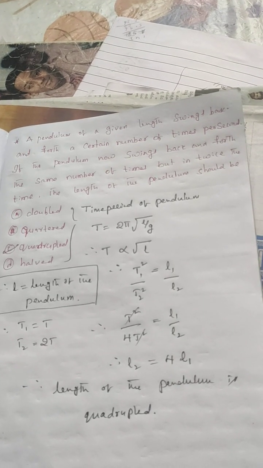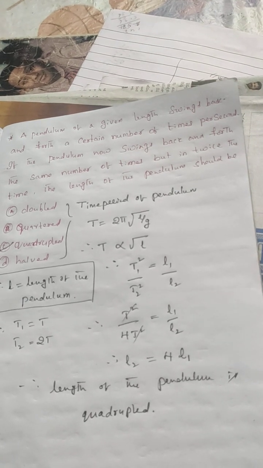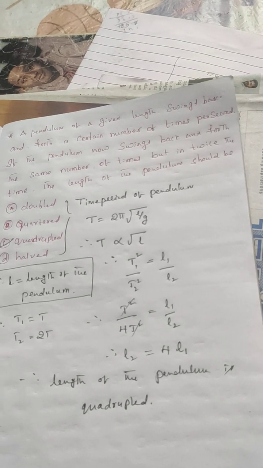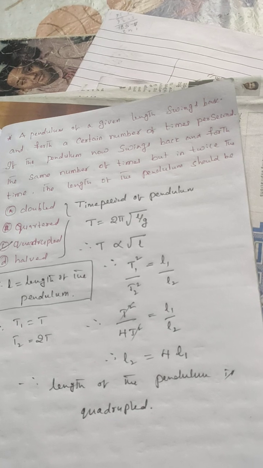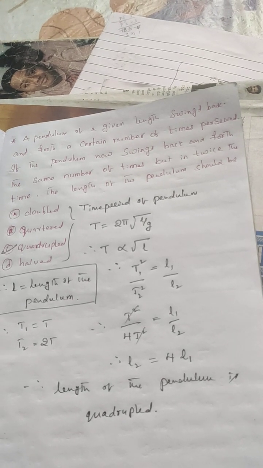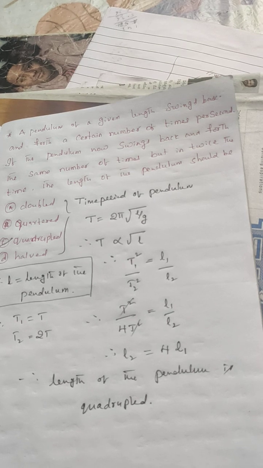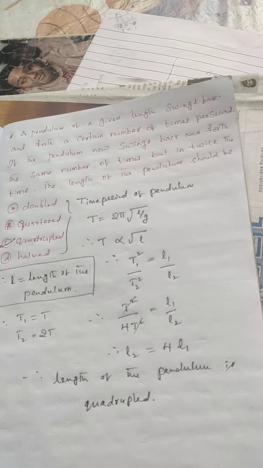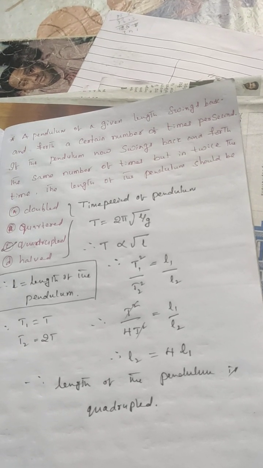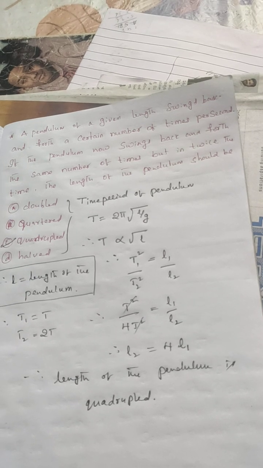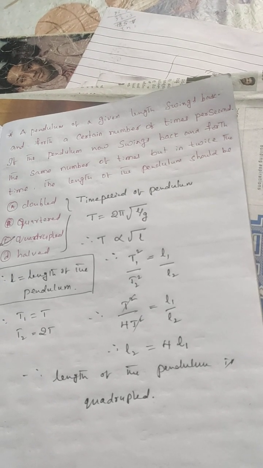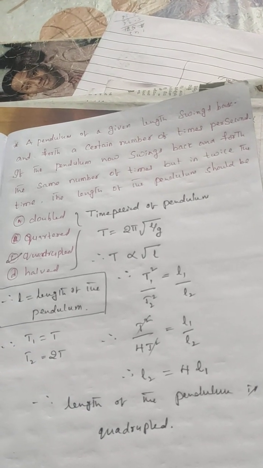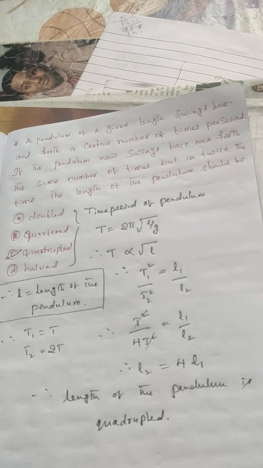Next problem belongs to oscillations. A pendulum of a given length swings back and forth a certain number of times per second. If the pendulum now swings back and forth the same number of times but in twice the time, the length of the pendulum should be what? What is the length in the second case, whenever we take the time period twice compared to the first one? We have to find out. Options: doubled, quartered, quadrupled, halved.